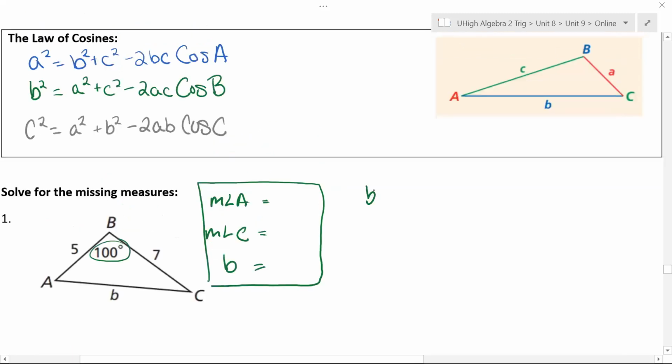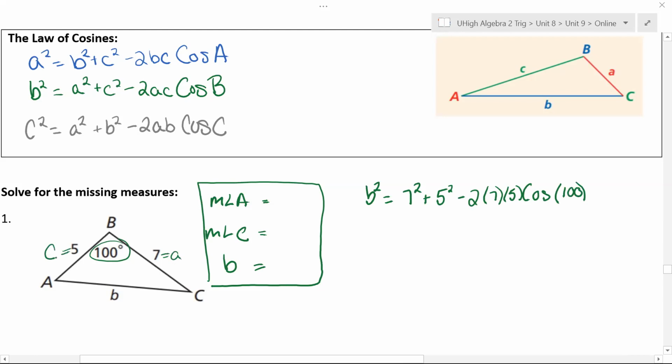So I could say b squared equals a squared, so 7 squared, plus c squared, so 5 squared, minus 2 times 7 times 5 times the cosine of 100. So I just substitute in those values because I know that 7 is my A and 5 is my C.